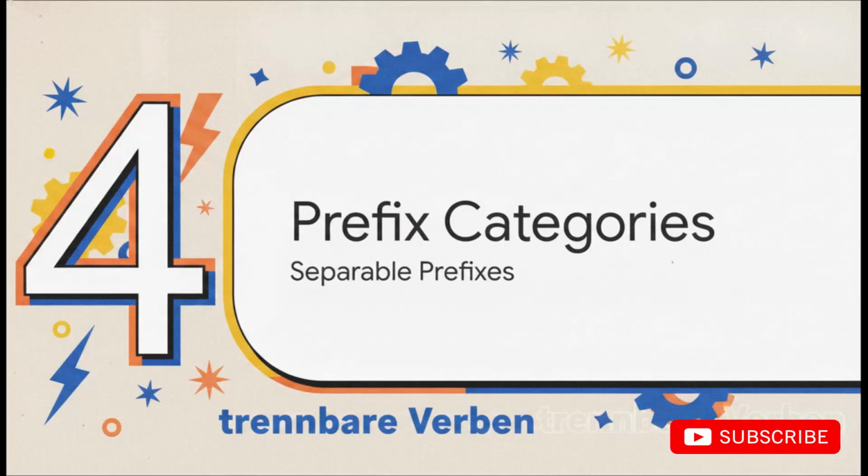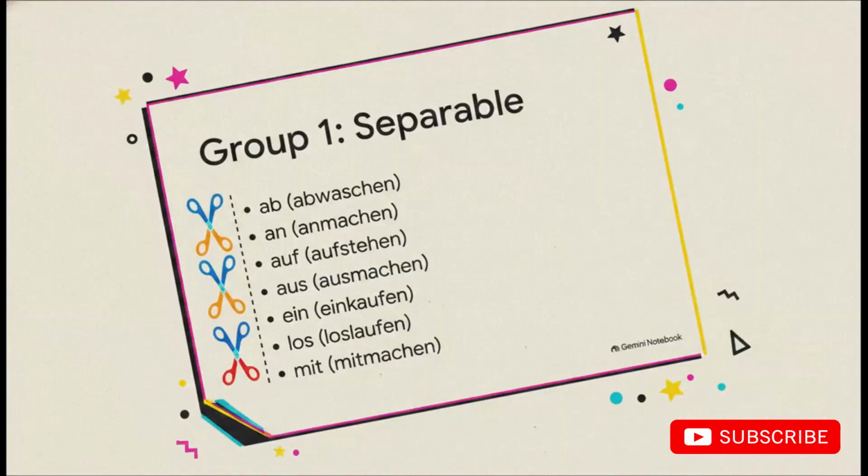All right, moving into section 4, prefix categories. Because to truly master this grammar hack, just knowing the rule isn't quite enough. We actually need to know exactly which prefixes act as these separable sidekicks. Okay, so here is your first batch of highly common separable prefixes. This is absolutely one of those moments where you might want to take a screenshot and memorize these for your next Deutschlingo lesson. If you see verbs starting with ab, an, auf, aus, ein, los, or mit, like einkaufen, to shop, or aufstehen, to get up, you immediately know you're dealing with a separable verb. Just chop off that prefix and send it to the back.